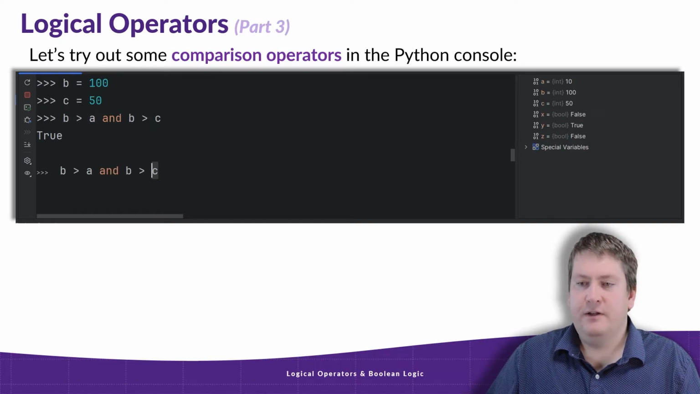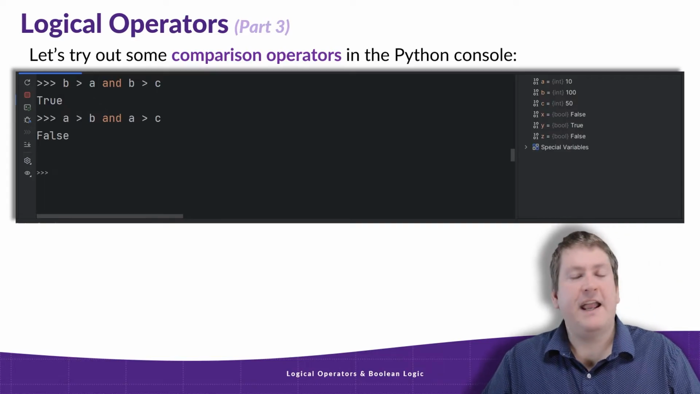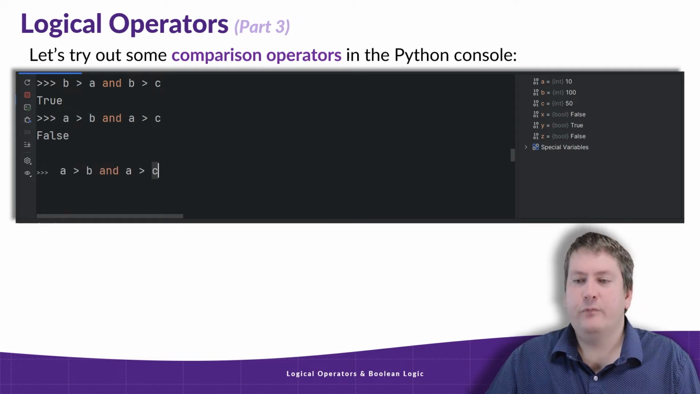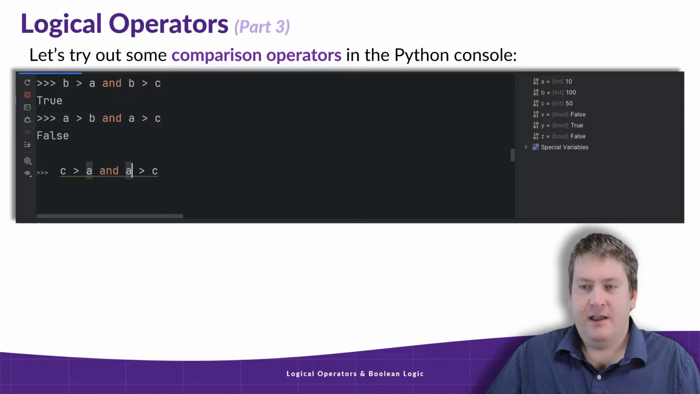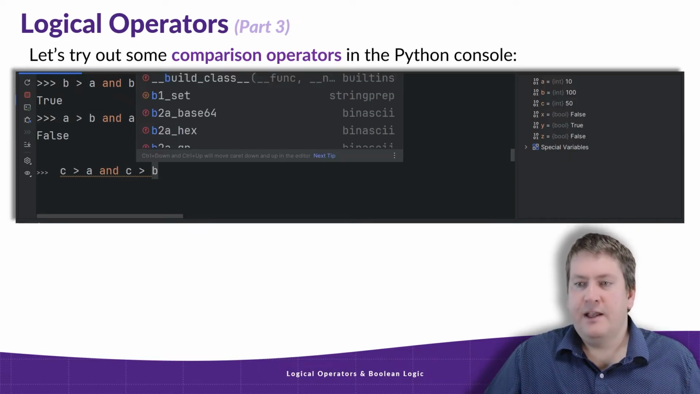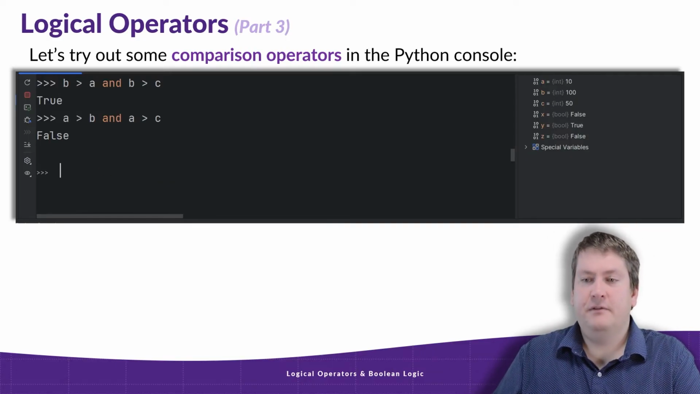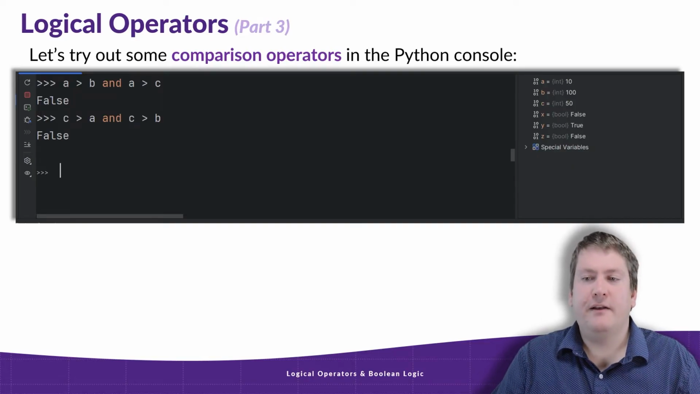If we changed it around, like for example, maybe we do A is greater than B and A is greater than C. Now we get false because obviously A isn't greater than 100 and it's not greater than C, which is currently equal to 50. We could try another version where we do C is greater than A, which should be true. 50 is greater than 10. And then we do C is greater than B. Now this one should be false. So a true and a false value should give us false. And we can see that it is. So this can be quite powerful, and we're going to go on and take a look at a few more examples.